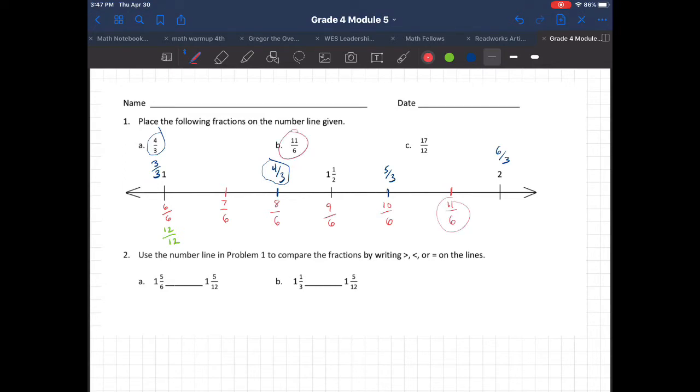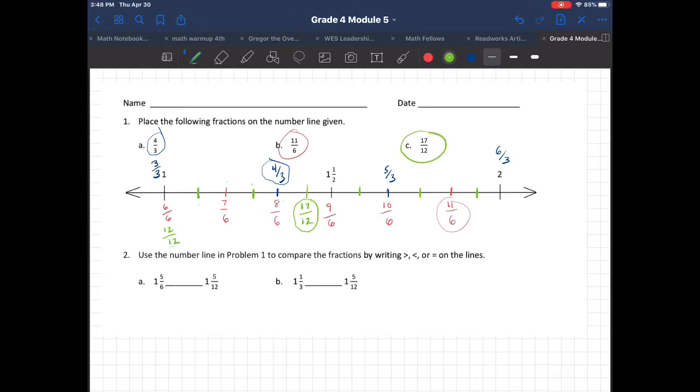And then 12ths. 12ths are half as big as sixths. So in between all the sixths, I'm putting my 12ths. So 12/12 is right here. This would be 13/12, 14/12, 15/12, 16/12, 17/12. Oh, 17/12. That's what we're wanting. 17/12 would be right there.